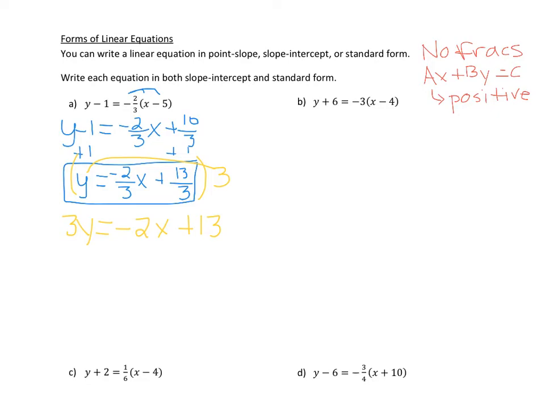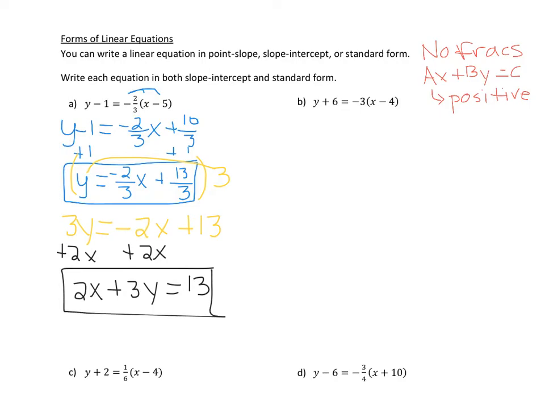Next thing we need to do is bring our x and y term together. So I'm going to go ahead and add 2x to both sides to bring it with the y, and put my x term first. So we have 2x plus 3y equals 13. So I have no fractions. I'm in the form ax plus by equals c, where a, b, and c are integers. A specifically also has to be positive, which it is. Therefore, this is standard form.